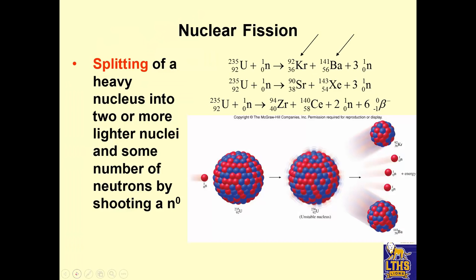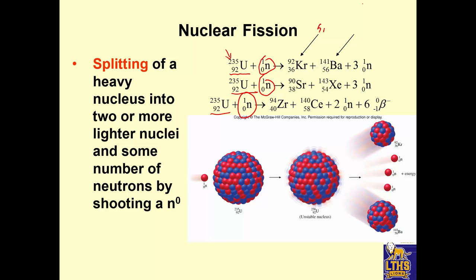Nuclear fission. Split a heavy nucleus into two or more lighter nuclei and some number of neutrons by shooting a neutron. So notice here I've got a reactant nuclei, added a neutron. Okay, this is my biggest nucleus, 235, is the biggest mass, 92.